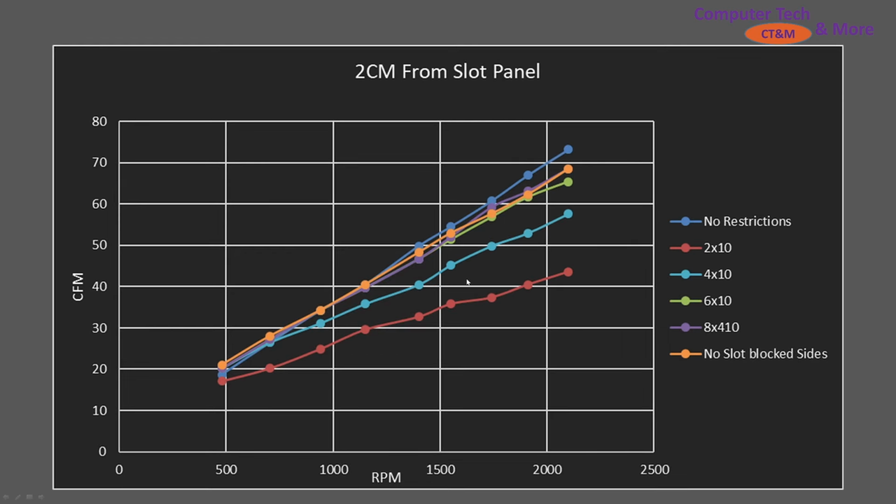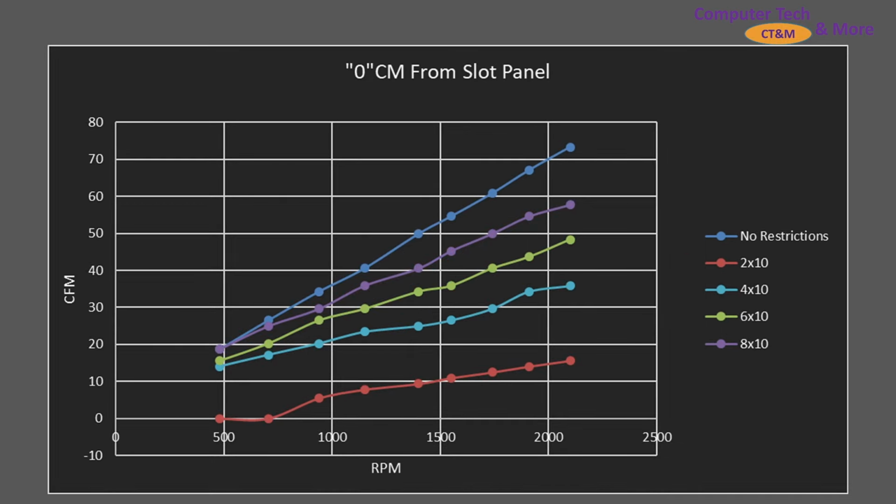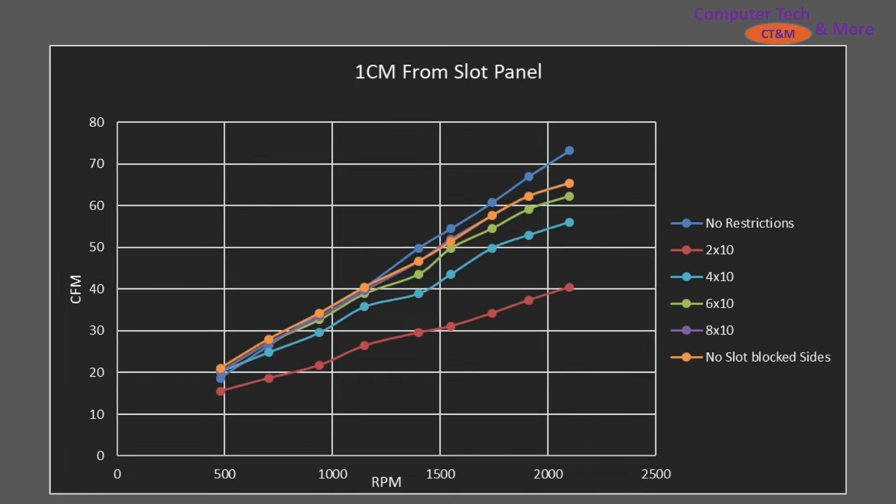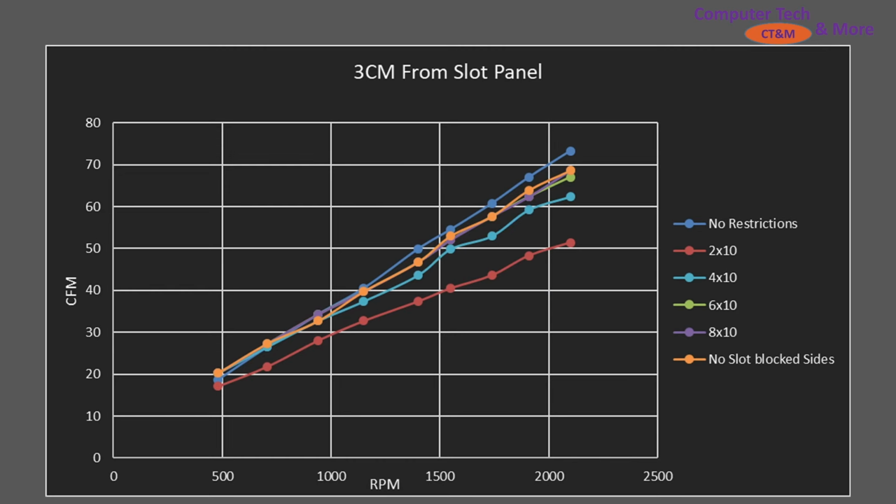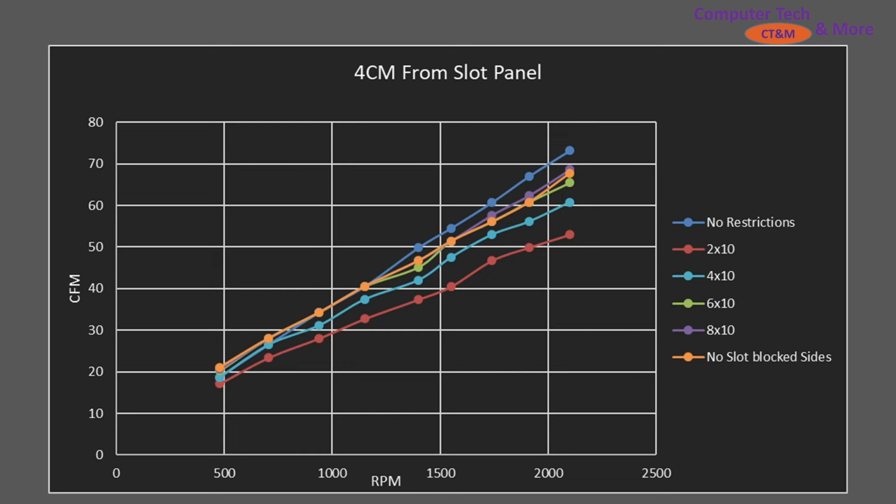2 centimeters away, so again, increasing that spacing. You can see that the 6x10 is nearly identical to the 8x10 now. Whoops, I have a little bit of a typo there, 8x410, that should be 8x10. While the 2x10 is gaining performance, it's closing the gap. It looks very similar to how 0 centimeters was for the 6x10. And then 3 centimeters, it's coming up, and 4 centimeters, closing that performance gap. The 4x10 is starting to nip at the ankles of the larger slot sizes here too.